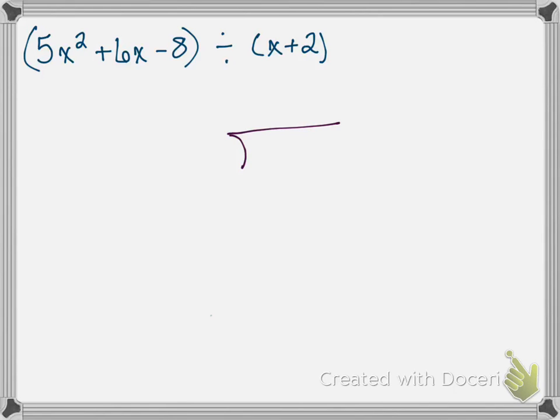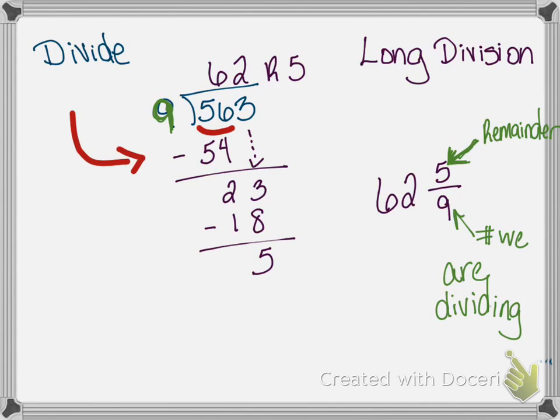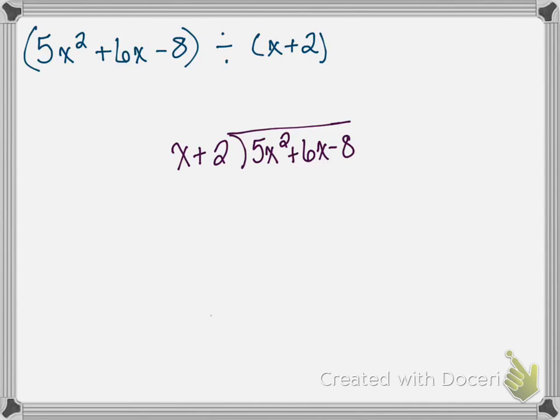We are going to put that inside the box. So we have 5x squared plus 6x minus 8. Our x plus 2 is what we are dividing by, and so we are going to put that on the outside of the box. Now, just like in our long division, we asked ourselves, how many times does 9 go into 56? That same principle we're going to use here, but we're going to ask it in a slightly different way.